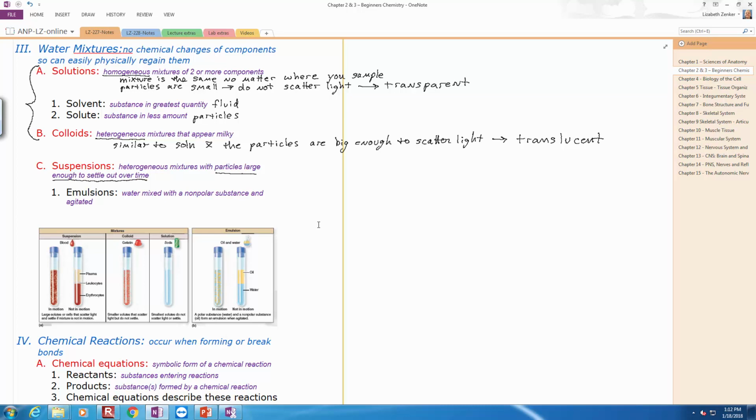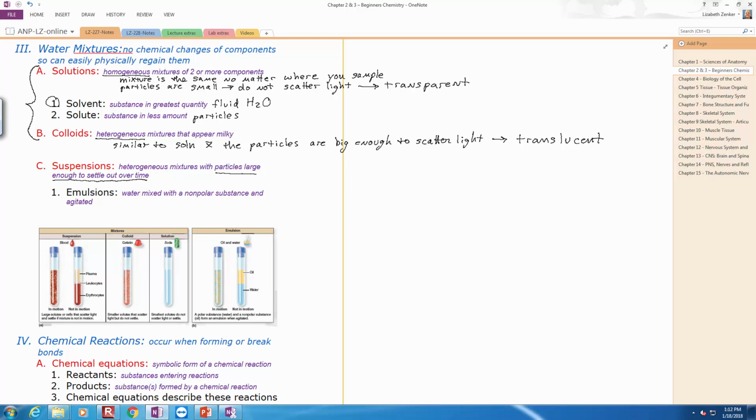So if we look at solutions, or before I say solutions, let's talk about solvent. So solvents are substances usually in the greatest quantity, and it's typically going to be fluid, or most of the time we're talking about water, because water is in the fluid phase. And what did we say about water? Water is the universal solvent, okay?